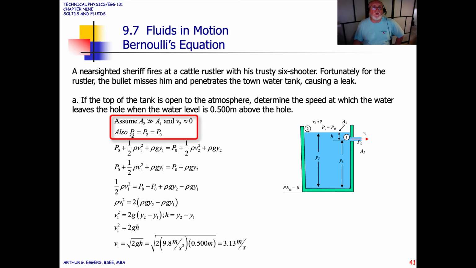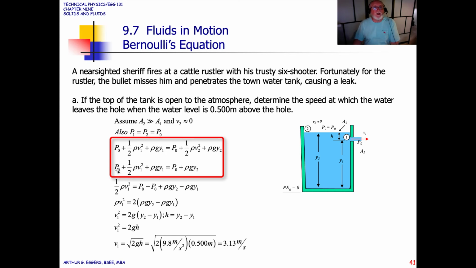Also, the pressure 1 equals the pressure 2 equals the pressure naught. Okay, so they're all constant. So we then pull in the relationship Bernoulli's that we just developed, Bernoulli's equation, and separate our 1 terms and 2 terms on each side of the relationship so that we have the pressure naught added to 1/2 rho v1 squared plus rho gy1 is equal to the pressure plus rho gy2.